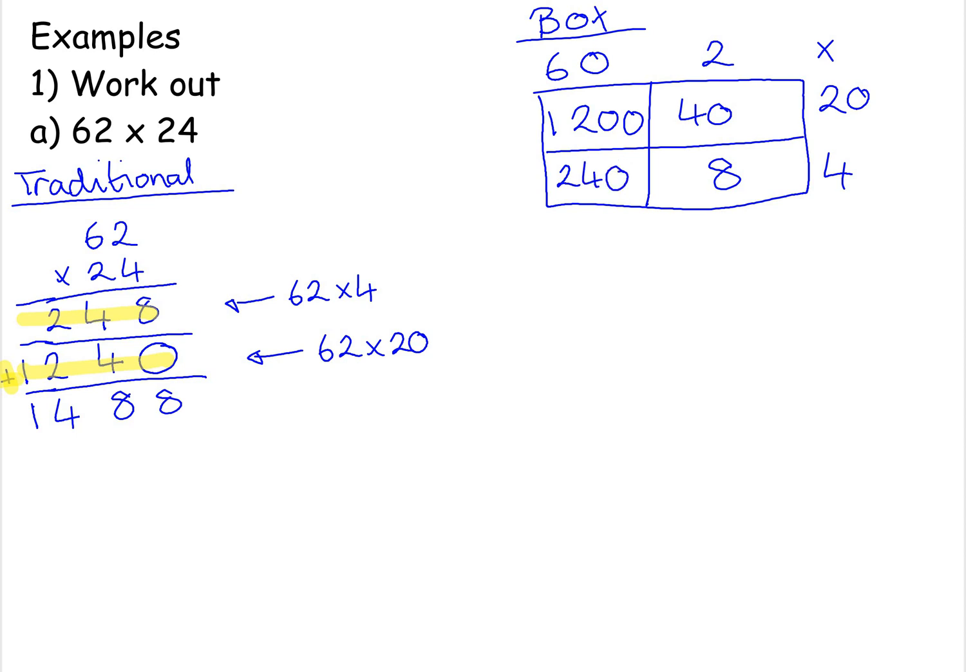Then we add each of these up in a tower sum, so 1200, 40, 240, and 8. Add these up. That'll be 8, that'll be 8, that'll be 4, that'll be 1. Notice the same answer as the traditional method, just using a different method. Okay, and then we're going to look at the Chinese method.